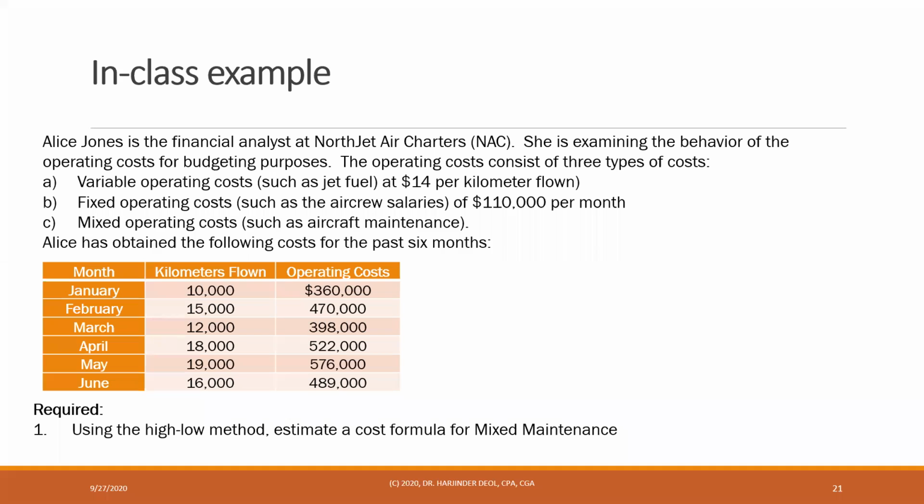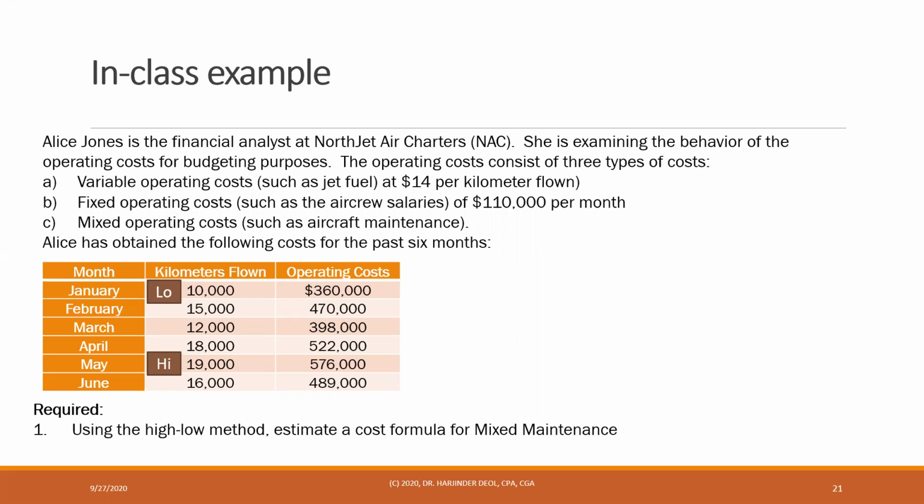So under the required, using the high-low method, estimate the cost formula for mixed maintenance. If we are using the high-low method, the first thing we are going to do is to look at our activity level and find our high and low activity months. In this case, our lowest activity month was in the month of January, where we flew 10,000 kilometers for a total cost of $360,000. And our high was in the month of May, where we flew 19,000 kilometers with a total cost of $576,000.